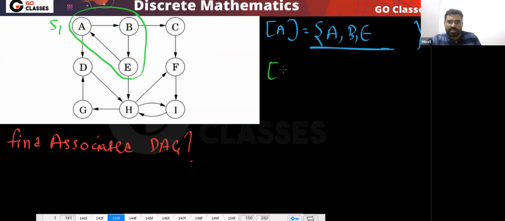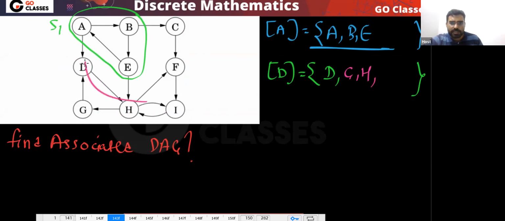Next, what is the strongly connected component of D? D will be there. You can notice this cycle: D, G, H. Can I put I? There is a path from D to I, and there is a path from I to D. So yes, I can put I.